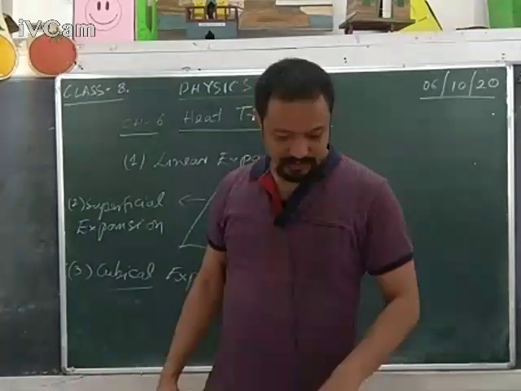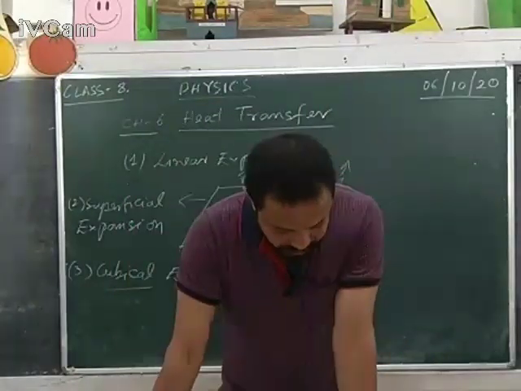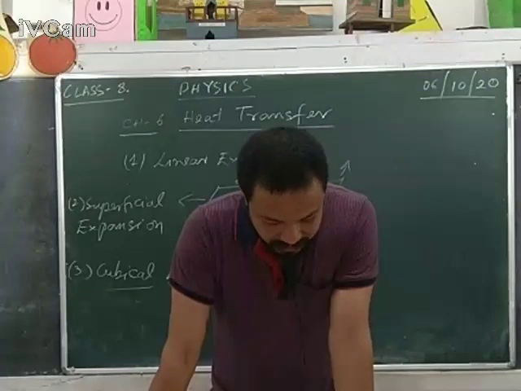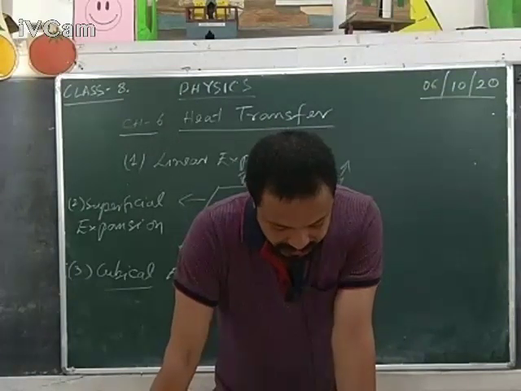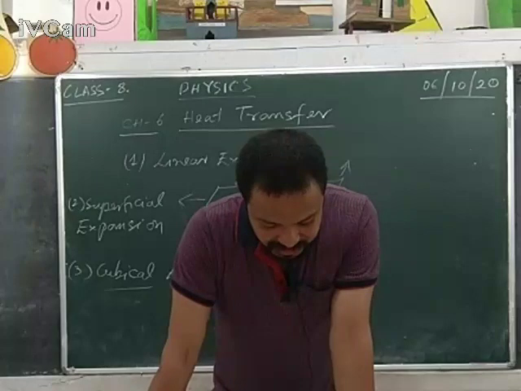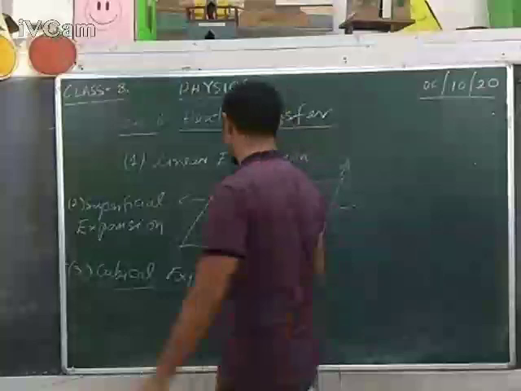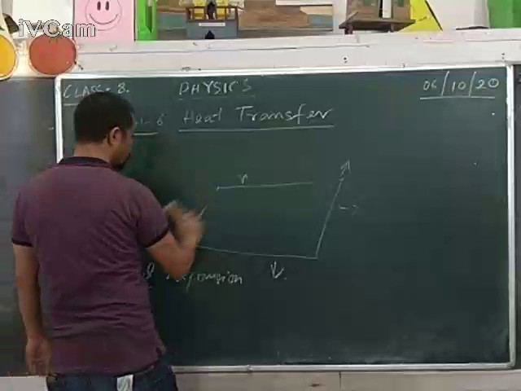Now there is an activity on page number 84. It is called thermal expansion of solids. They are talking about the gravesand's ring and ball experiment.